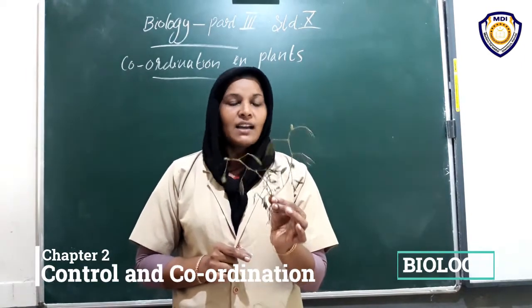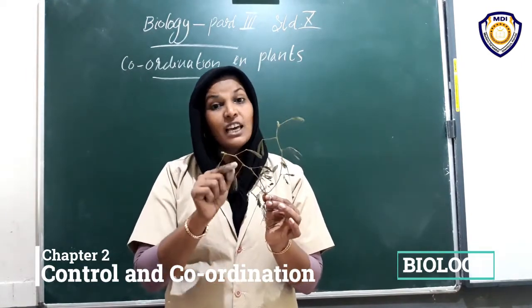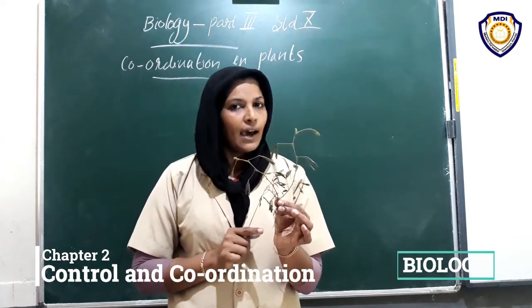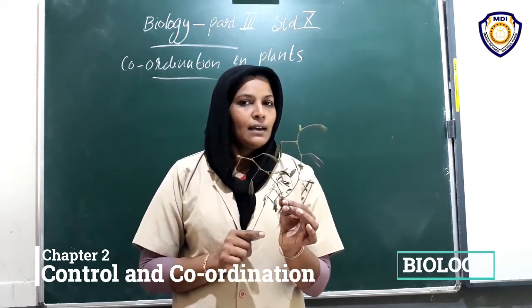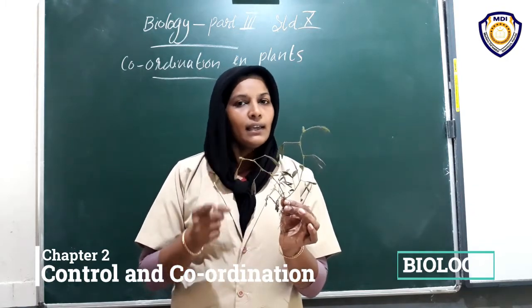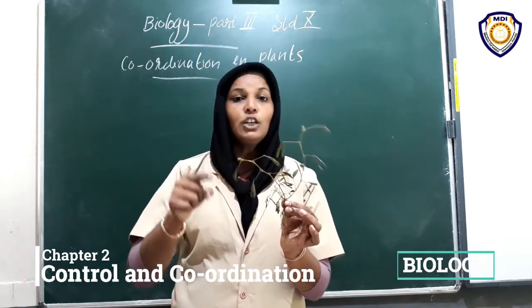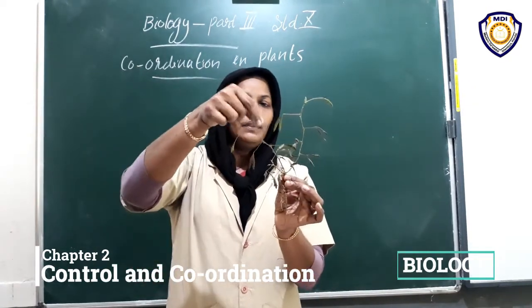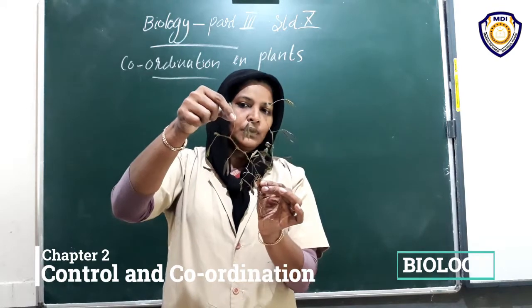How these plants convey this information from cell to cell: by means of electrical and chemical means. Are you clear? By means of electrical and chemical means, from cell to cell. You can see the base of the leaf.